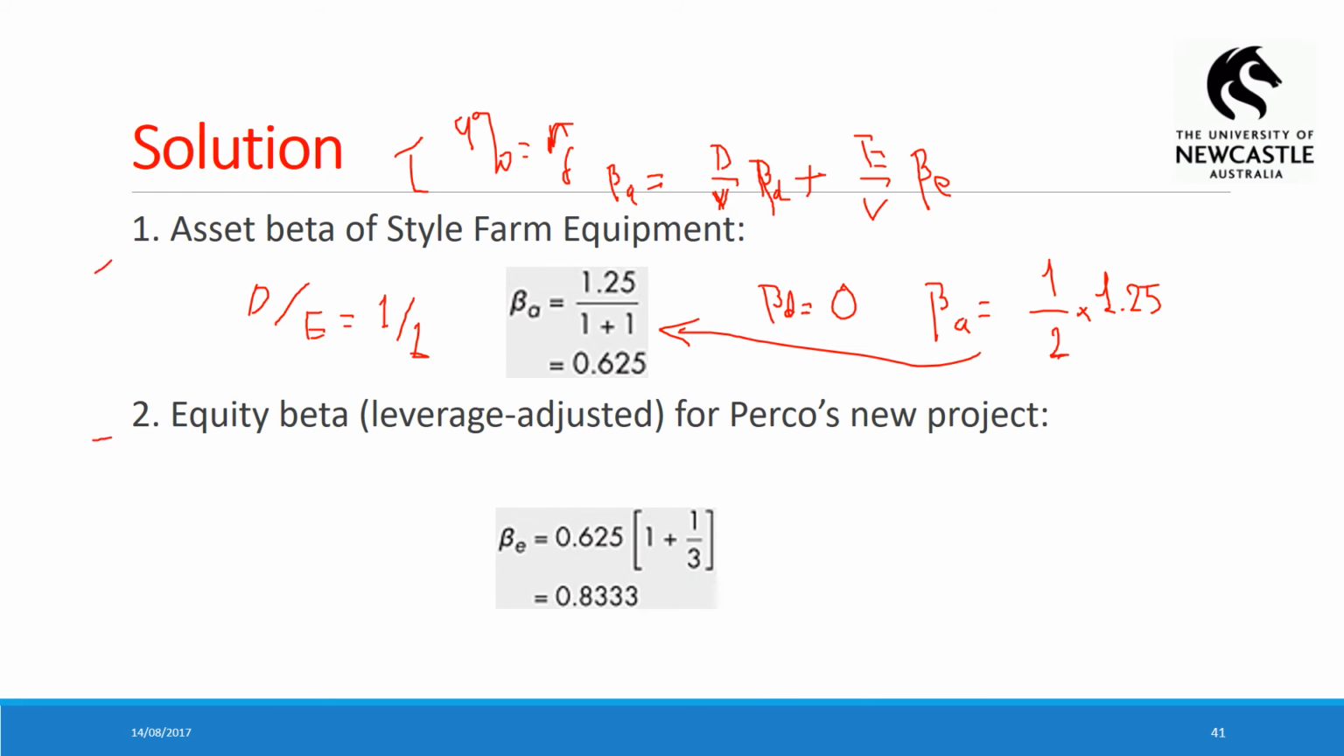In the second step, we use this asset beta and we adjust it with the current firm's leverage. We mentioned before that equity beta reflects both the business risk and the financing risk of the firm. We obtain the business risk from the first step, which is 0.625. In the second step, we want to take into account the leverage of the current firm, to reflect the financing risk of the current firm.